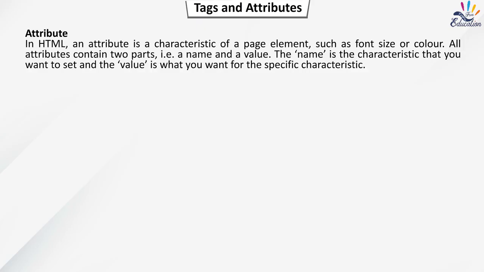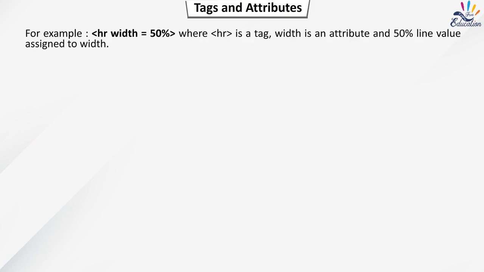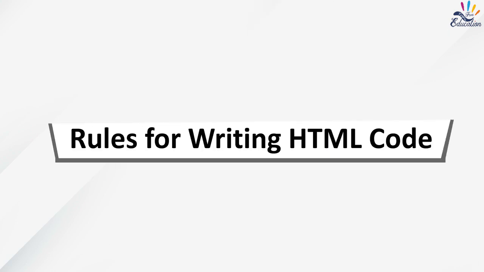Attribute. In HTML, an attribute is a characteristic of a page element such as font size or color. All attributes contain two parts, that is, a name and a value. The name is the characteristic that you want to set, and the value is what you want for the specific characteristic. Attribute value is always enclosed within quotes. For example, <HR width="50%">, where HR is a tag, width is an attribute, and 50% is the value assigned to width.